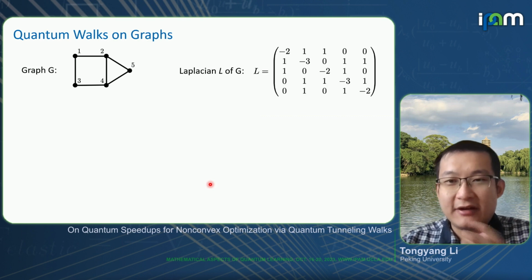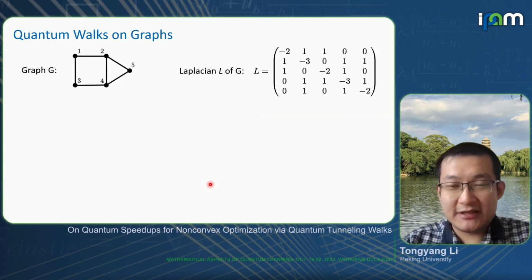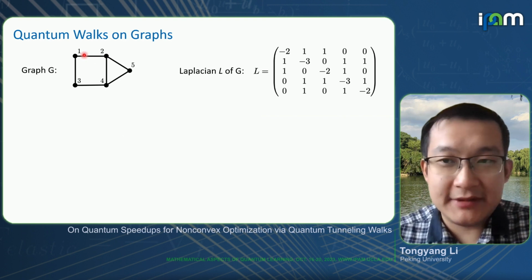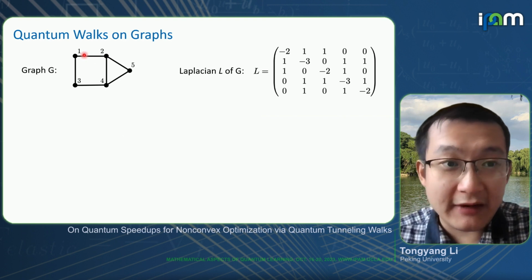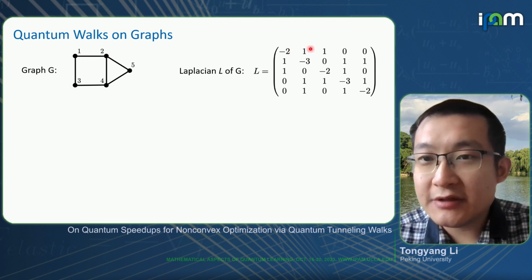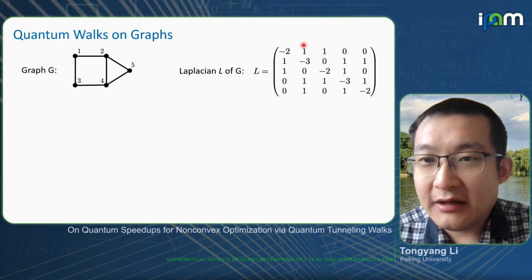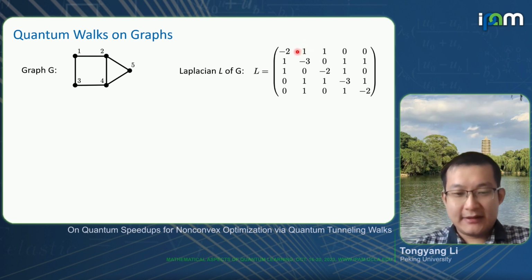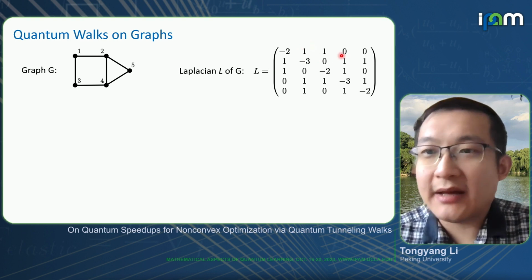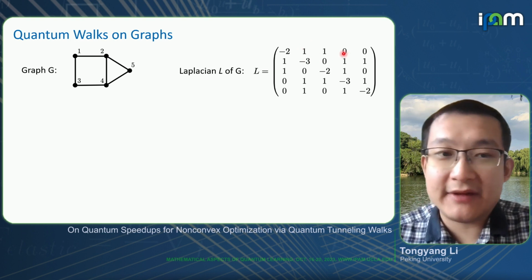For this graph, you can write down the Laplacian matrix. For simplicity, let's talk about such a simple graph. As long as you have an edge, for instance between 1 and 2 here, the entry in the first row and second column is going to be a 1. Otherwise, if there is no edge, you just have a 0 here.